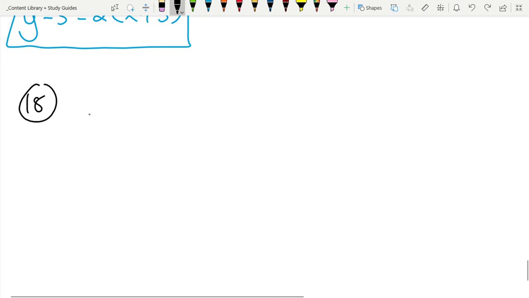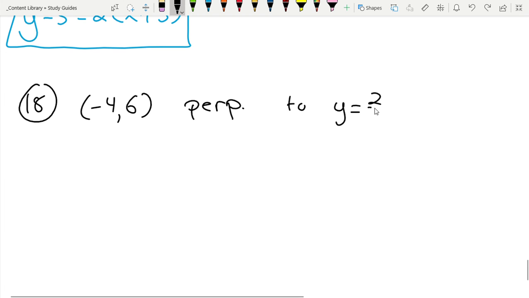18. We're going through (-4, 6). This time we have to be perpendicular to y equals 2/3 x minus 5.